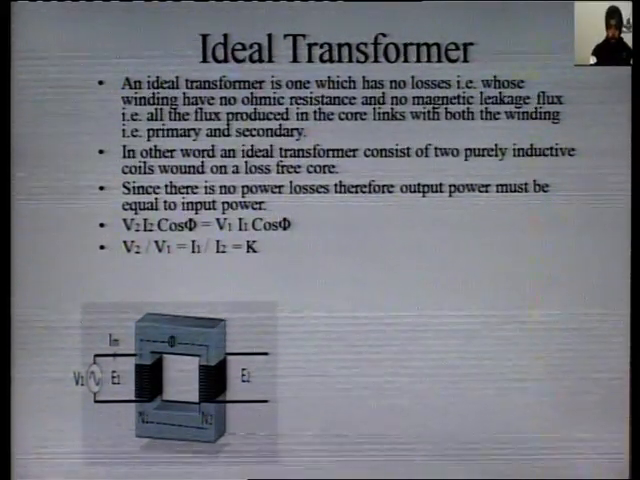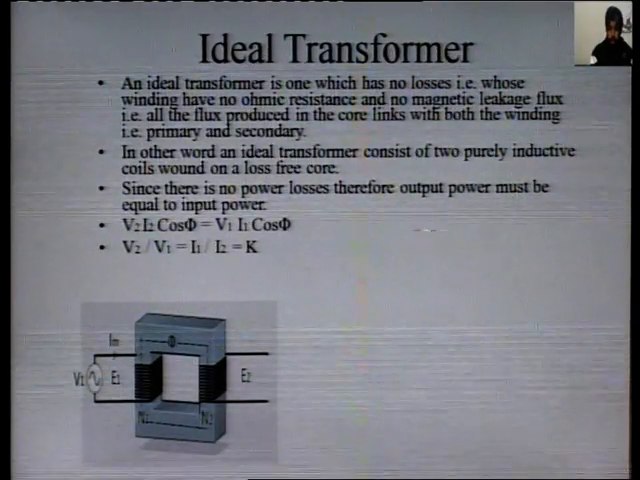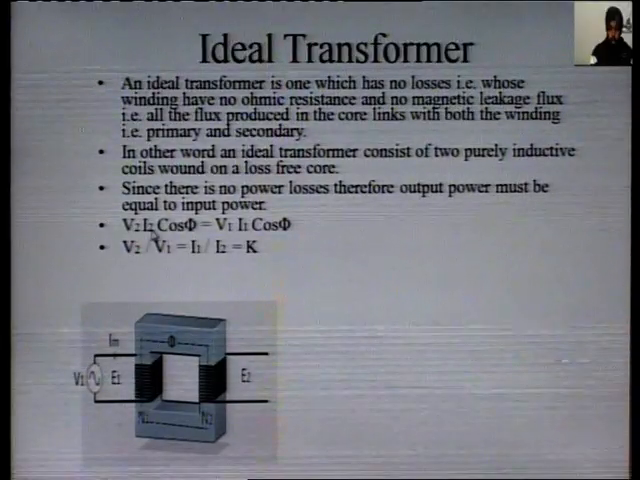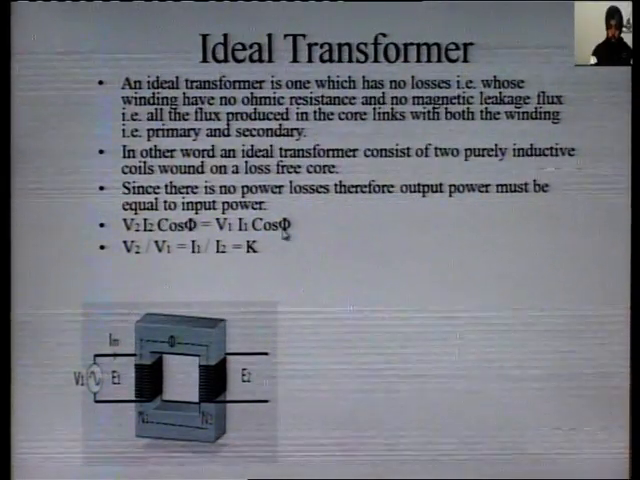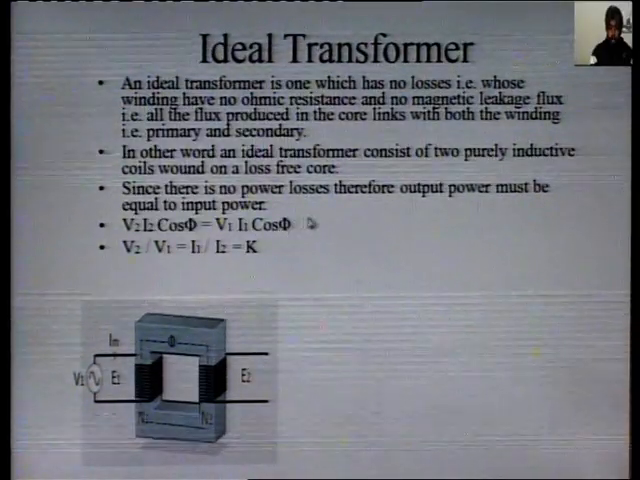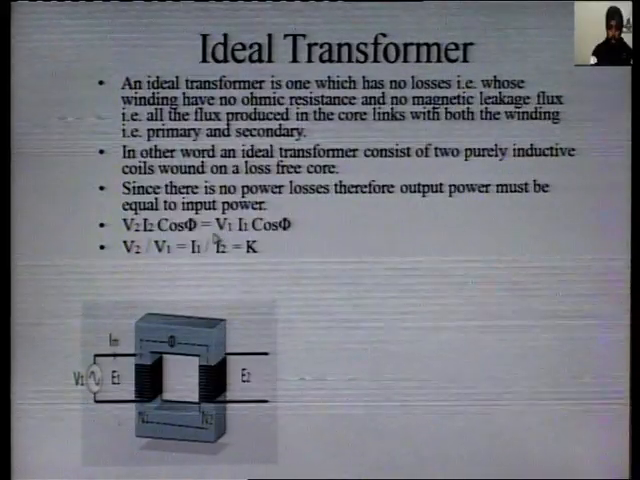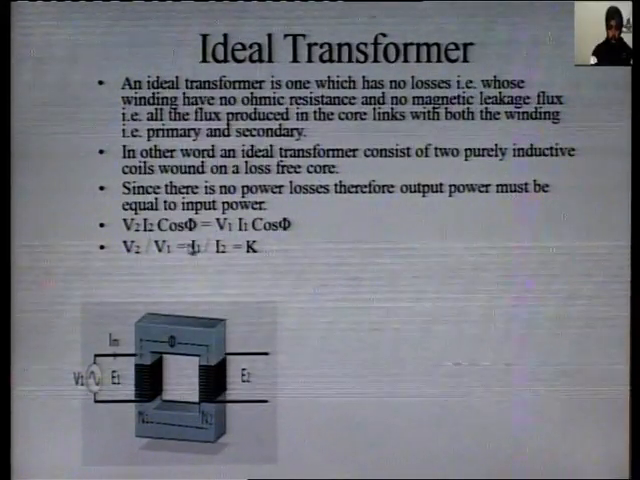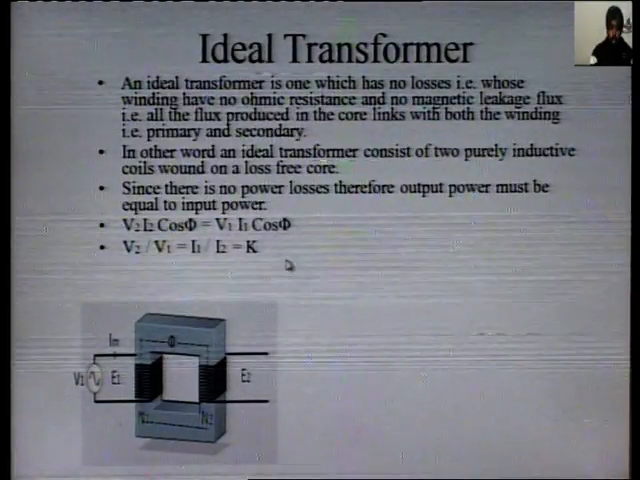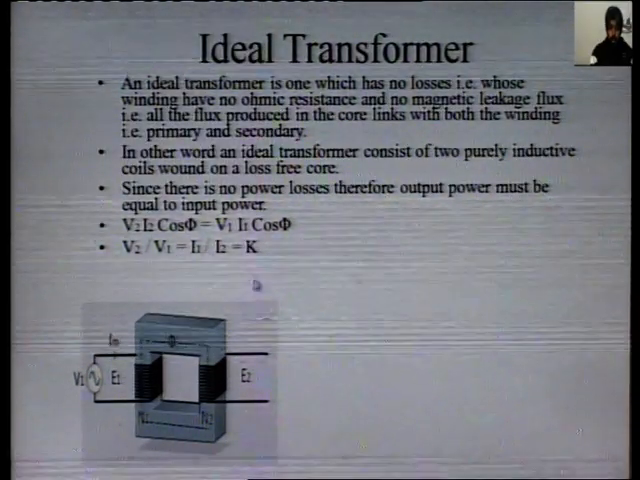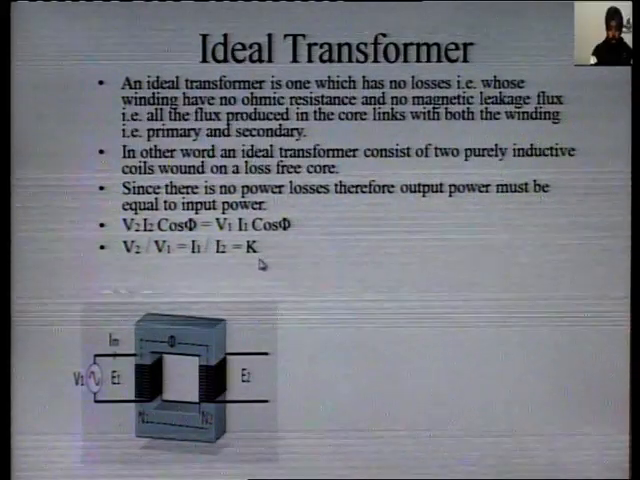Since there is no power loss, the output power must equal the input power. The output power, that is V2 I2 cos phi, must equal V1 I1 cos phi in the case of the ideal transformer, meaning no power is lost. The input power is equal to the output power. So V2 upon V1 is equal to I1 upon I2 equals K. K is the transformation constant.